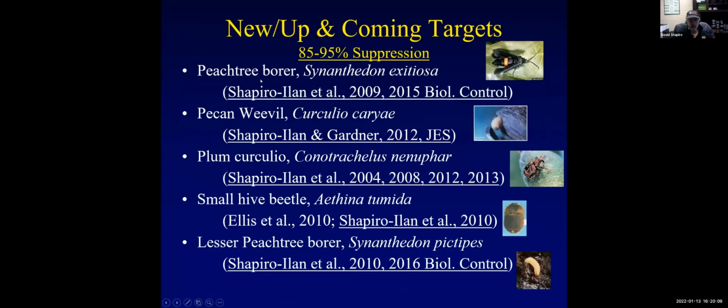These are just some that we work on in our lab where we are getting very high levels of control. We work primarily in peach and pecan systems. So the borers, the various weevils, small hive beetle, which is a major bee pest, and lesser peach borer.